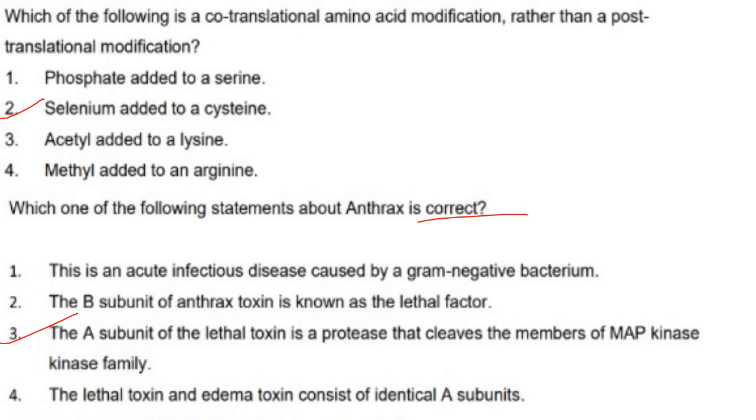Then next one. The A subunit of the lethal toxin is a protease that cleaves the members of the MAP kinase family. That is correct. The lethal toxin and edema toxin consist of identical A subunits. That is also not correct. So they have asked the correct statement here. So the answer is option 3.